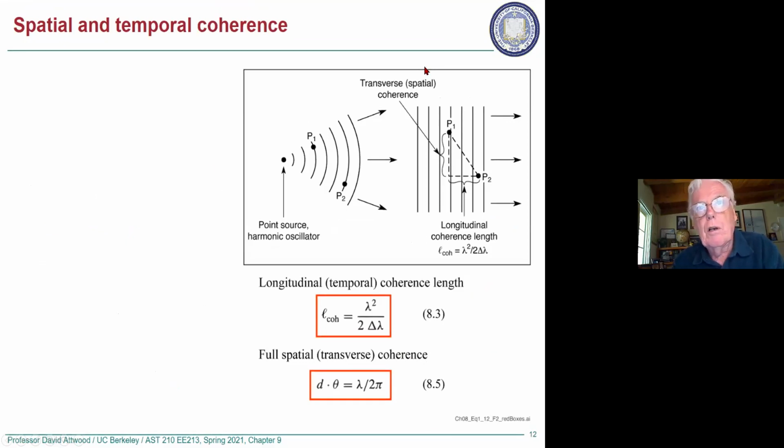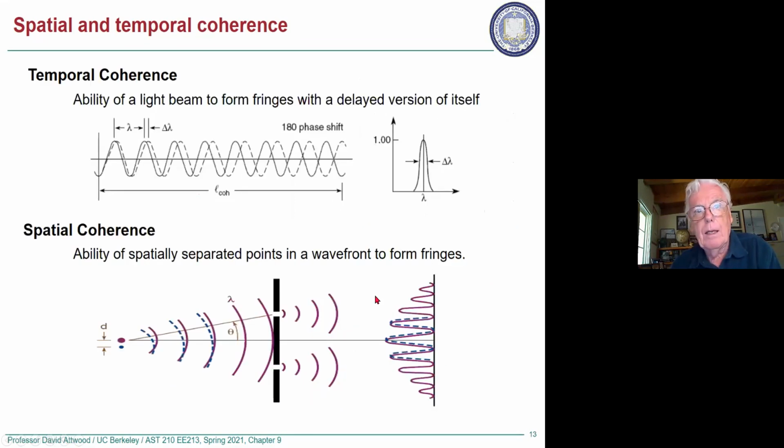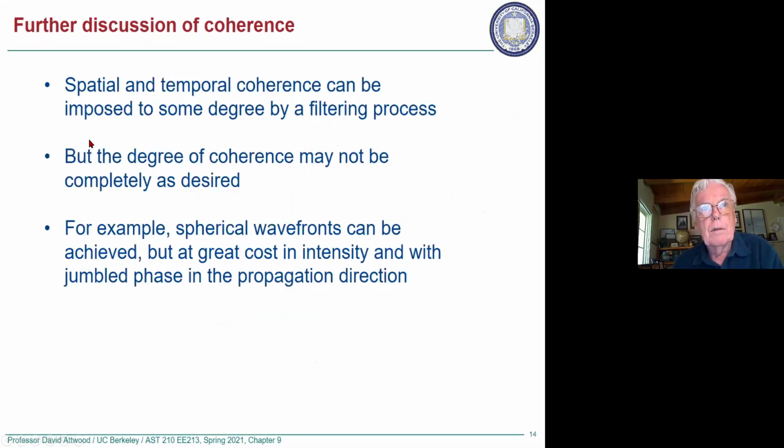So spatial and temporal coherence, these are our formulas, and we've just used them, okay? So we don't need to do that. Okay. So spatial and temporal coherence can be imposed to some degree by the components that you put in the cavity or in the EUV outside the cavity, okay? But in general, these lasers are not fully coherent. You really have to work at it, okay?